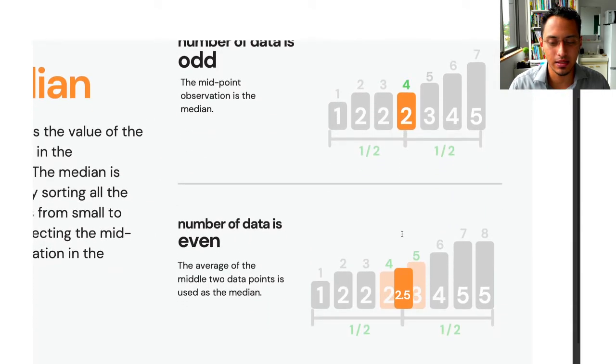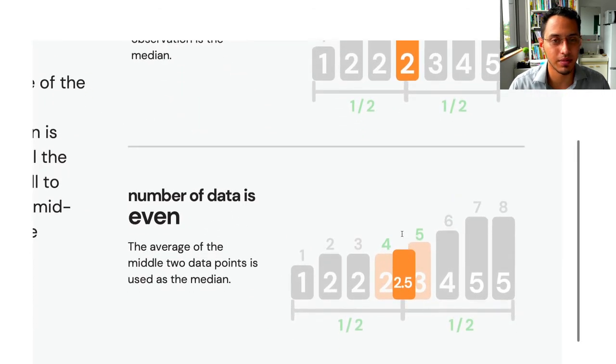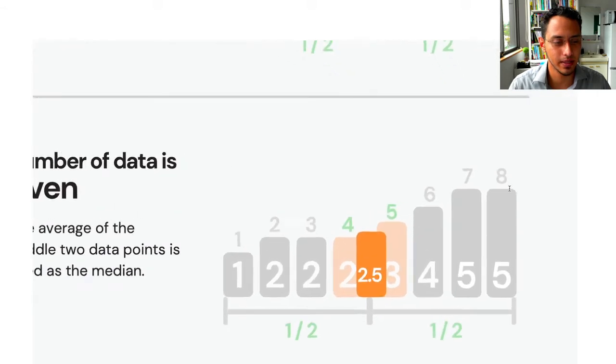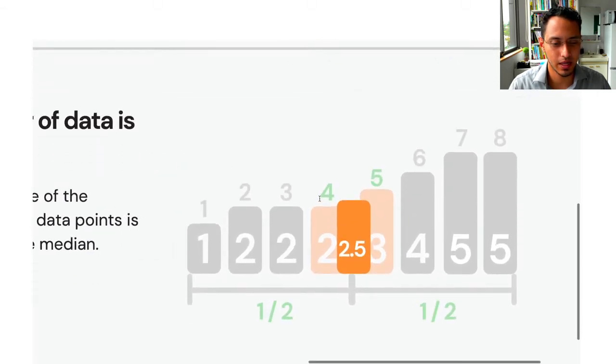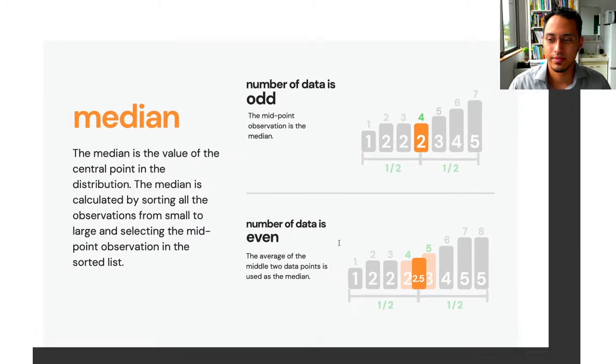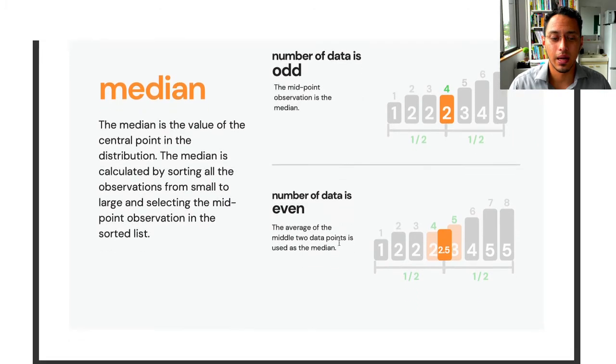In case the data has an even number of points, you take the middle two and then take their average, and that is the median. In this case, I have 8 data points, so I take the average of the 4th and 5th elements, which are 2 and 3, so the median is 2.5. So that is the median.